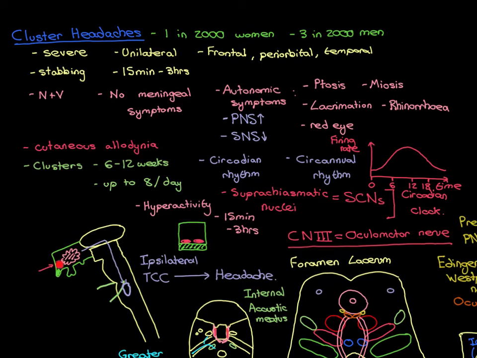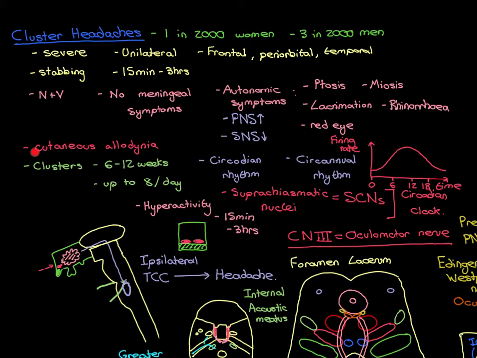Somehow then, this hyperactivity in one of the sides of the hypothalamus will then lead to the inactivation of the sympathetic innervation to the ipsilateral eye as well, the orbital cavity, and this will lead to also miosis, but also the ptosis, the droopy eyelid on the side that is affected by the cluster headache.